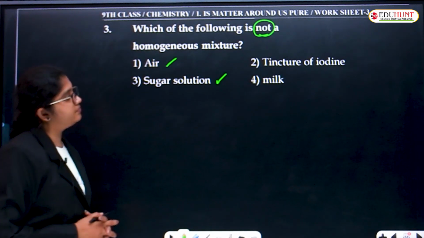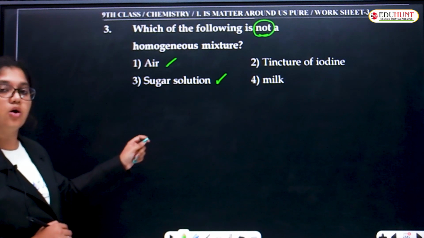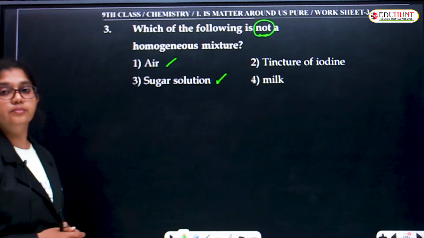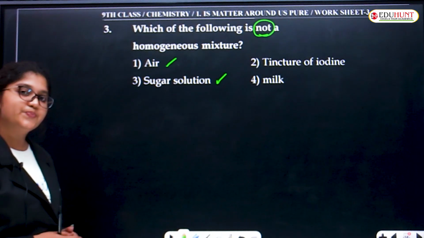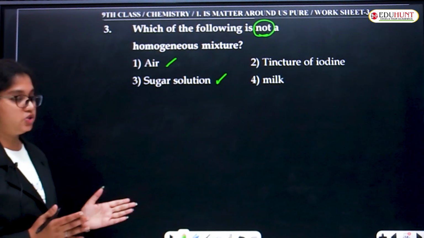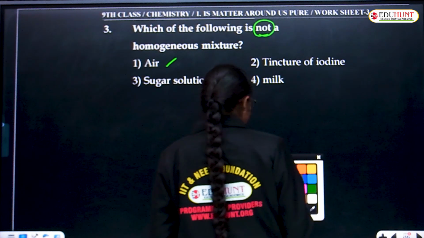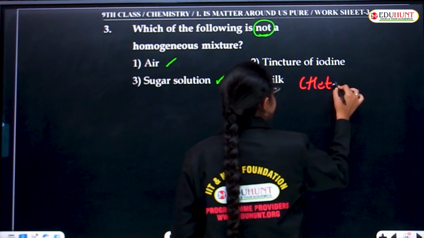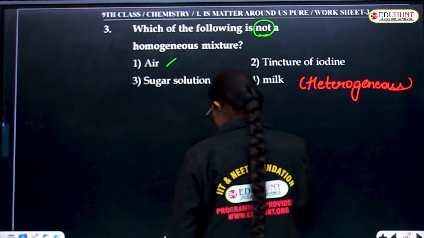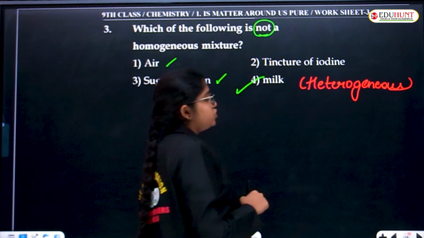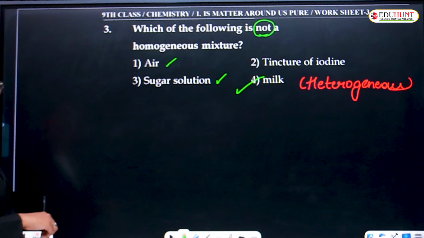Now, what about tincture of iodine and milk? Tincture of iodine means we are dissolving iodine in alcohol, children. And milk, is it a homogeneous or heterogeneous mixture? It is a heterogeneous mixture. Milk is a heterogeneous mixture. So we consider option 4 here. Milk is a heterogeneous mixture, not a homogeneous mixture. Question number 3 has option 4 as the right answer.